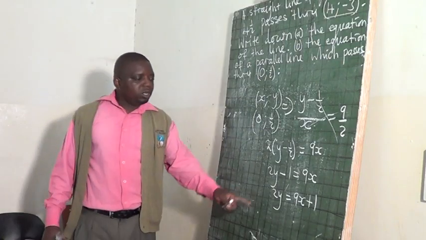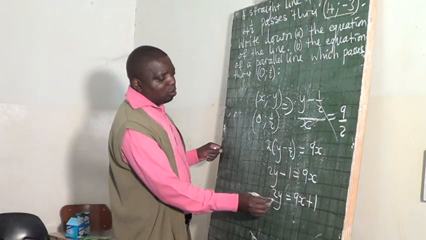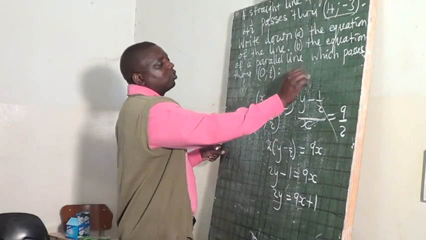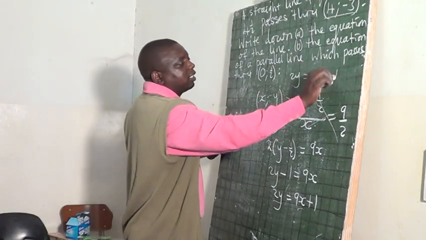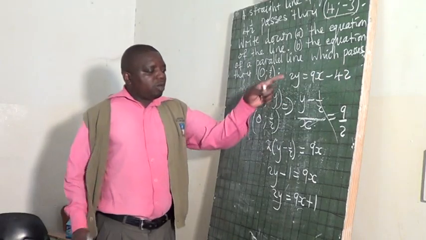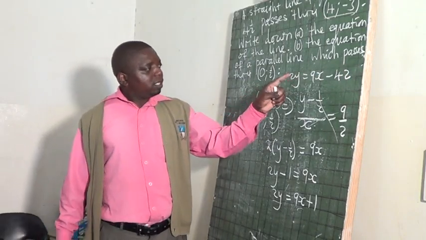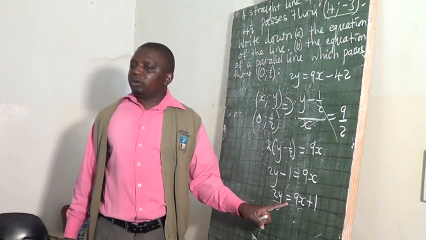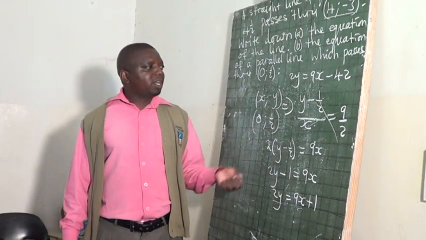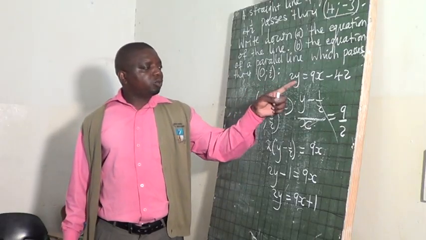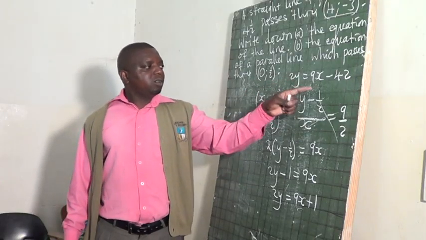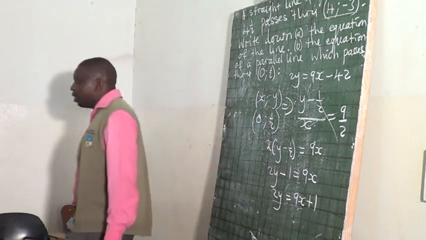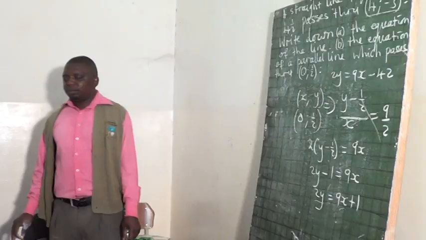Right, now the equation is 2y is equal to 9x plus something. Compare with the first one, 2y is equal to 9x minus 42. This one is really parallel, and it has the same gradient. If we divide by 2, we get 9 over 2 here and 9 over 2 there. It's the same gradient, from parallel what? Lines.